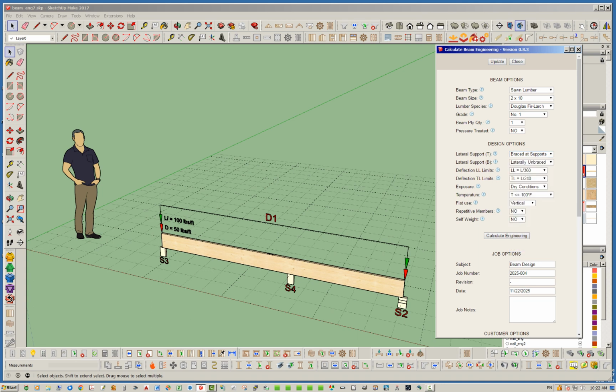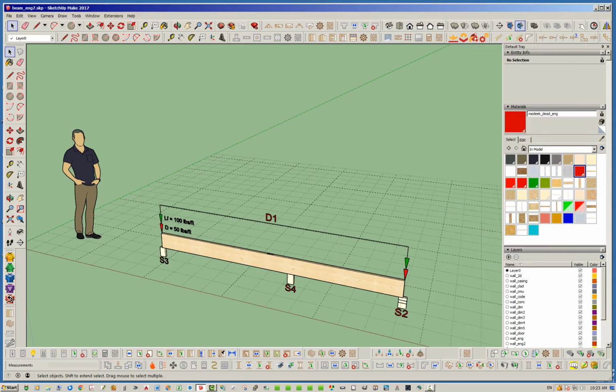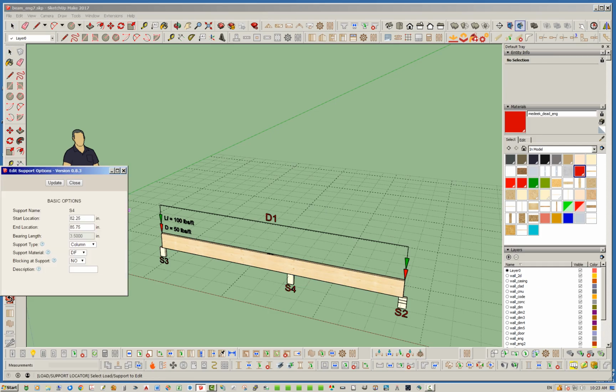Okay, so now there are situations where you may have more than 3 supports. You may have 4 supports or 5 supports, right? And you may want bracing at a specific support but unbraced at all the other supports. And that is actually where we get into the blocking. So what you can do is edit one of these supports. If I go here, you'll notice that there's an option for blocking at the support. So if I turn that on, let that think for a second.